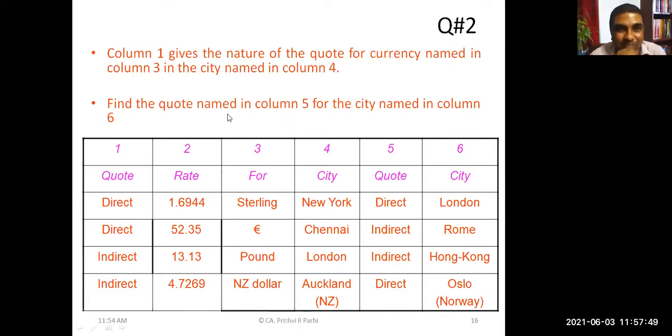And you are asked to find the quote named in column 5. Column 5 is asking which quote you have to calculate, for the city named in column 6, for London. That means this is a direct quote of sterling in Newark. You have to find out a direct quote for sterling in London. Did you understand the question? Yes, sir. Okay, so you can note down this table quickly. Let us try to solve it.